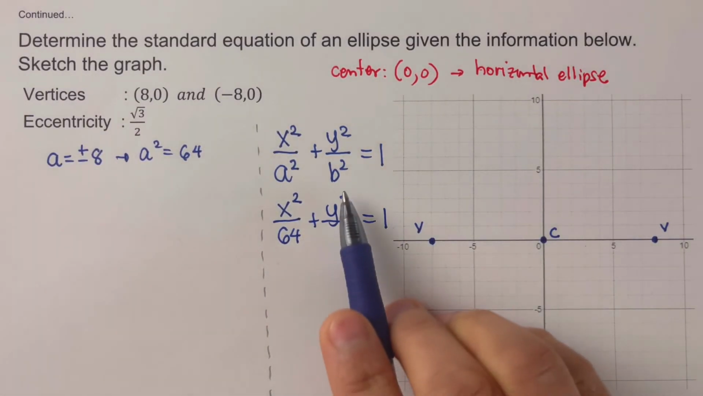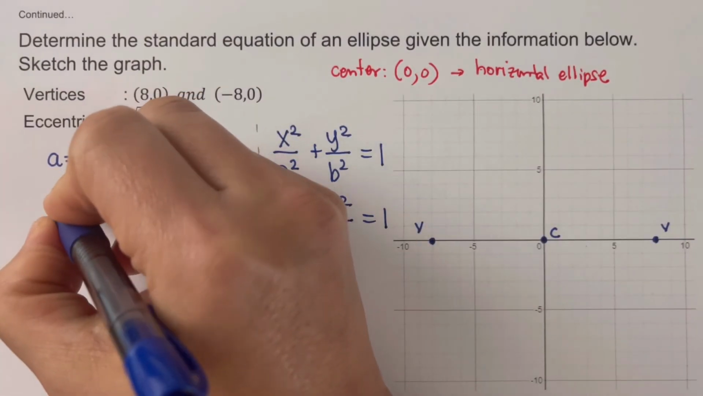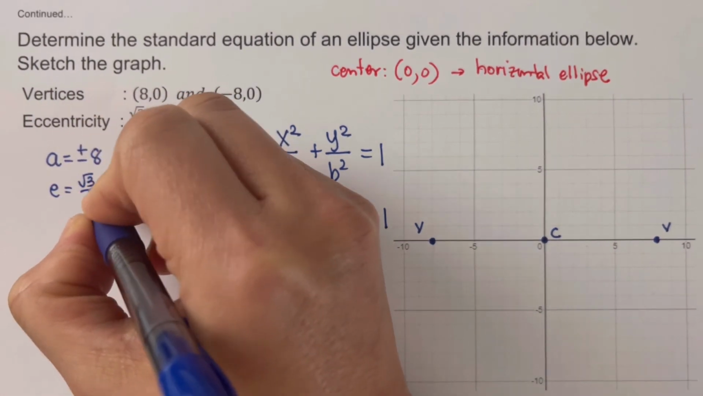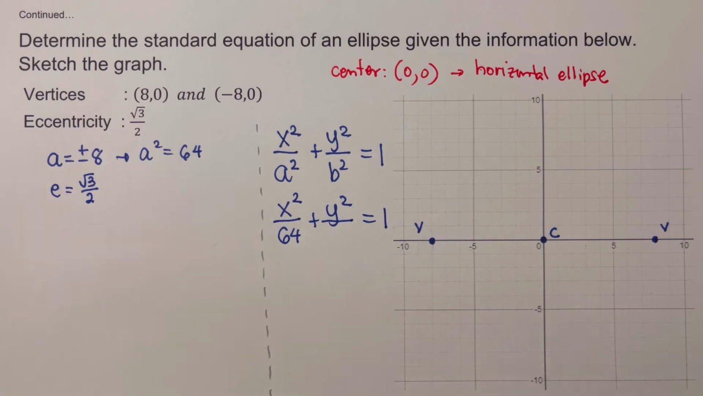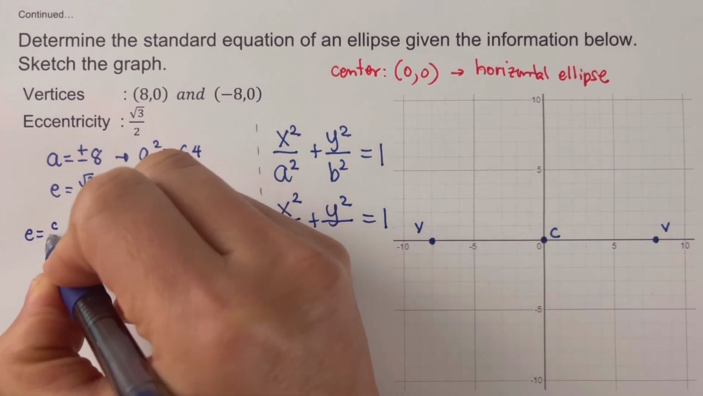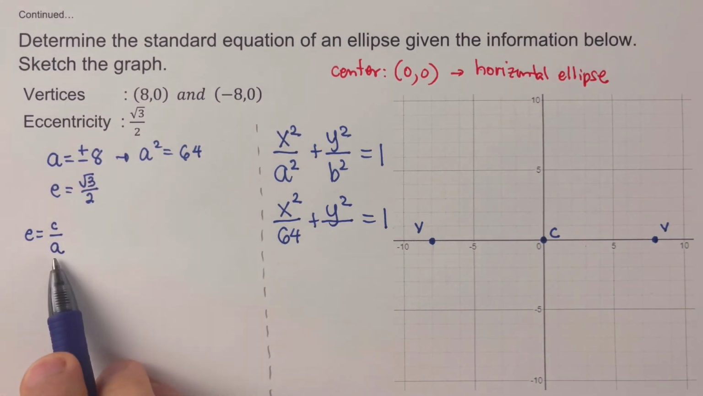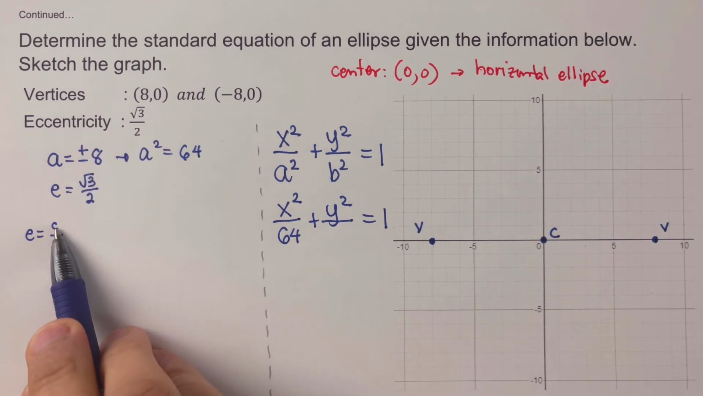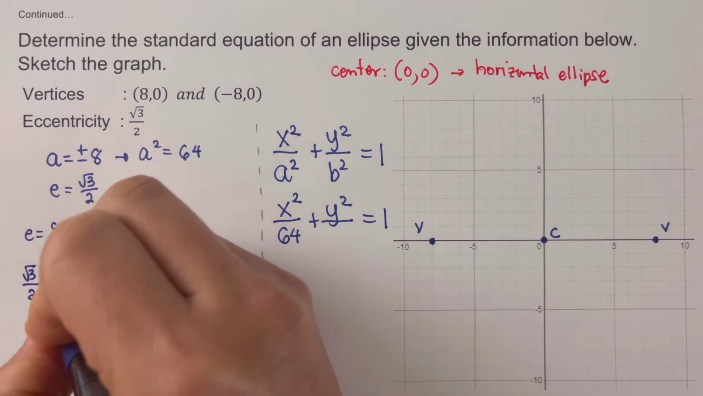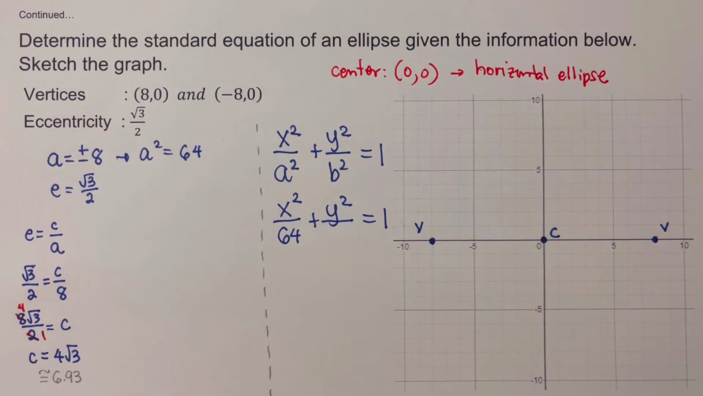Now notice that I left the b squared blank because we're not given the b squared. Instead, we are given the eccentricity, which is square root of 3 over 2. We will solve for b squared from this eccentricity. Now we remember that the formula for eccentricity is c over a. We are given the eccentricity, which is square root of 3 over 2. We are given the a, which is 8. We solve for c. I will show the work down here. So we have solved our value for c is 4 square root of 3.